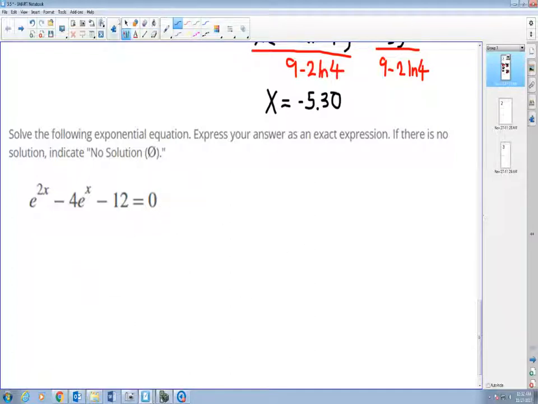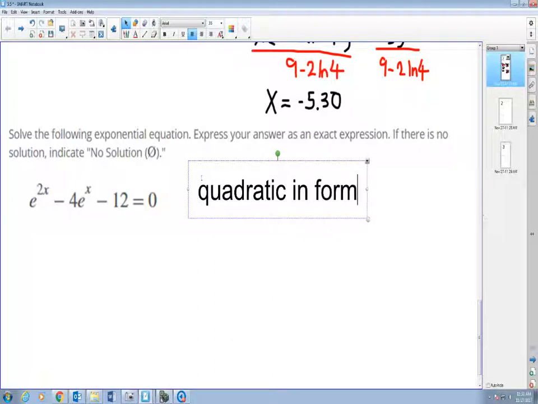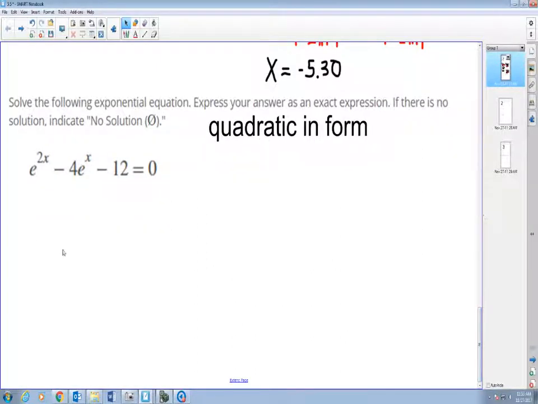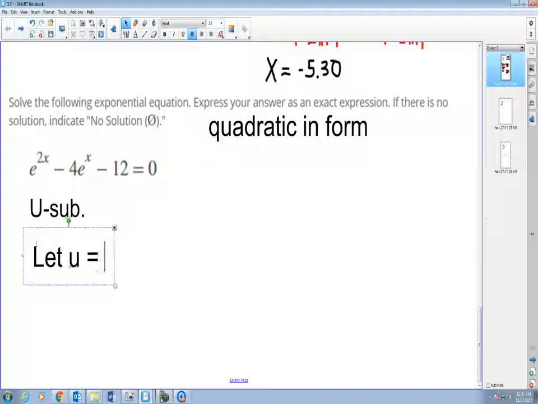This problem is what we call quadratic in form. Let me show you what that means. This is another technique, which I don't know if you've seen before or not, called a substitution method, or U-sub. The way U substitution works is you let another variable U represent something in your equation.